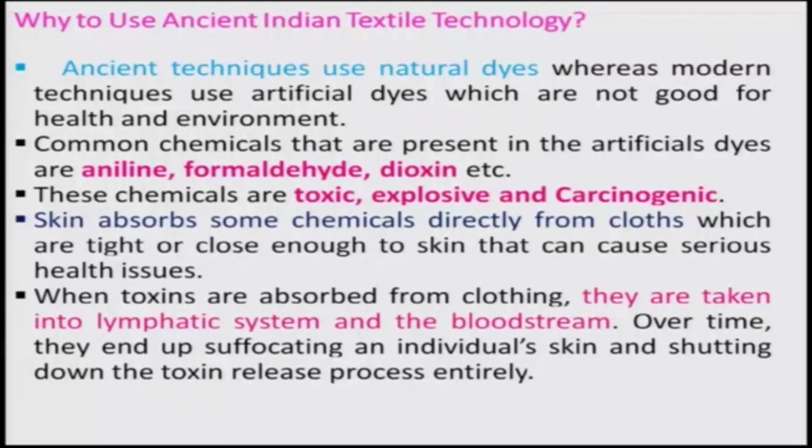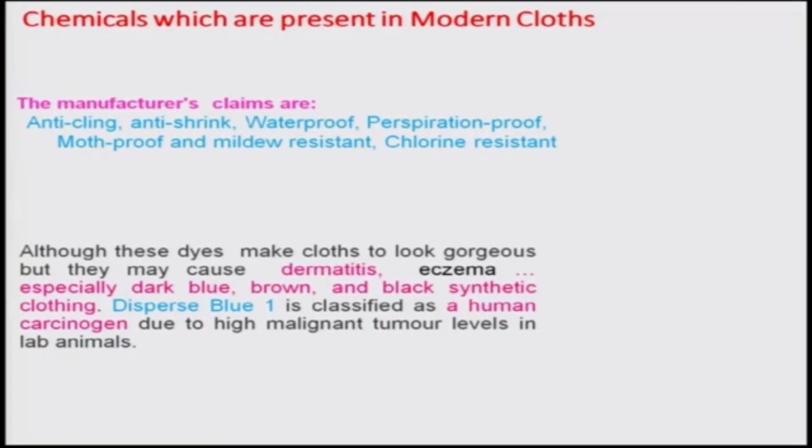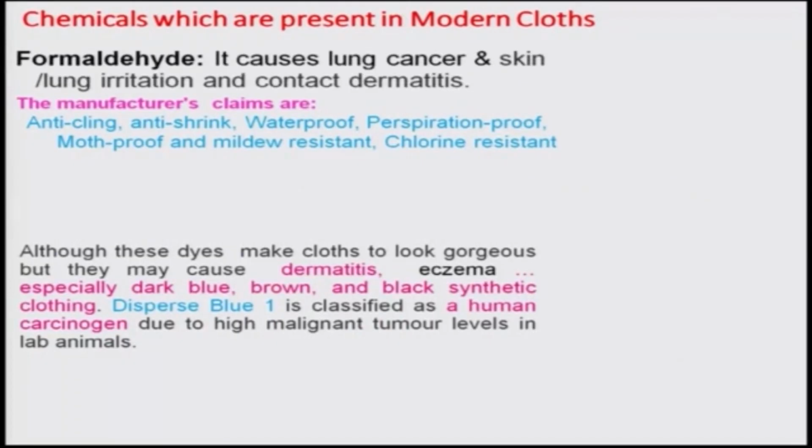When toxins are absorbed from clothing, they are taken directly to the lymphatic system and the bloodstream. It is as good as injecting poison into the bloodstream, and over time they end up suffocating an individual's skin and shutting down the toxin release process entirely. And of course, some people can sustain, some people get diseases like skin disease and other things. And of course, formaldehyde causes lung cancer, skin and lung irritation and contact dermatitis, right.